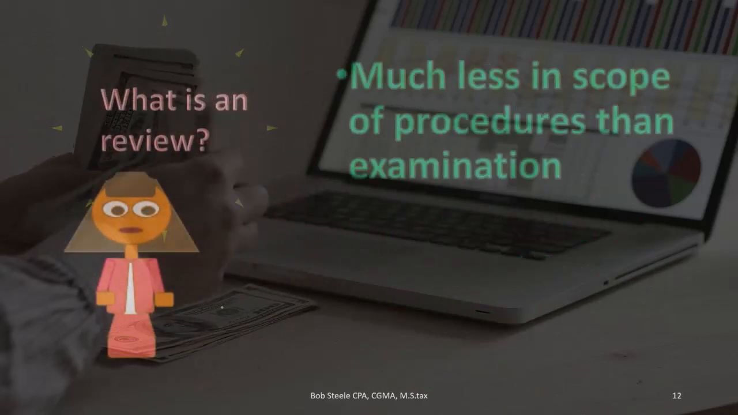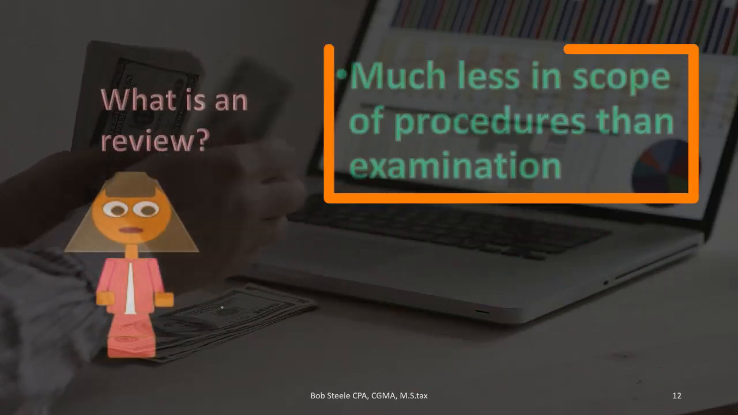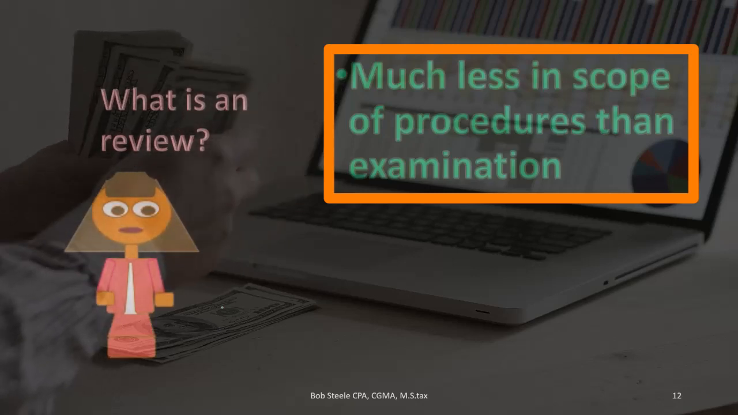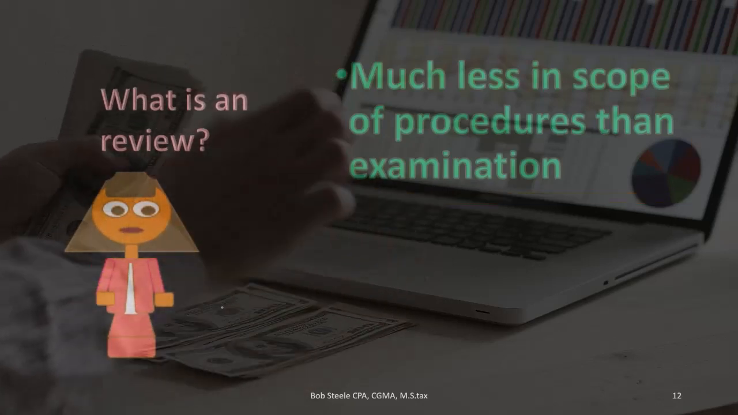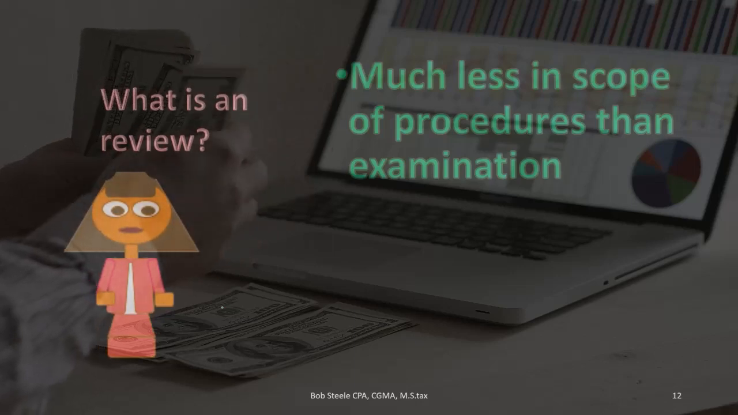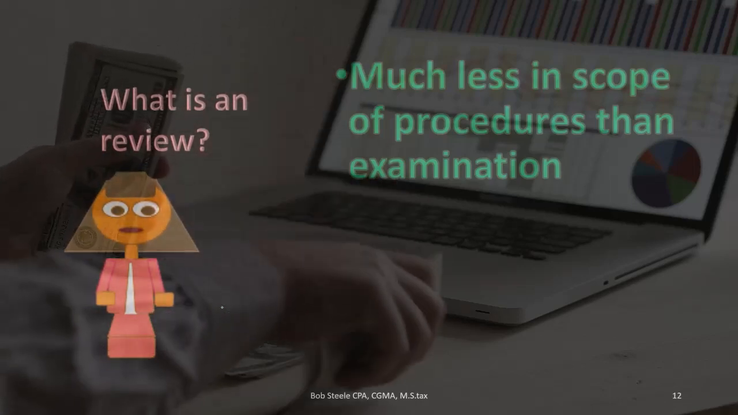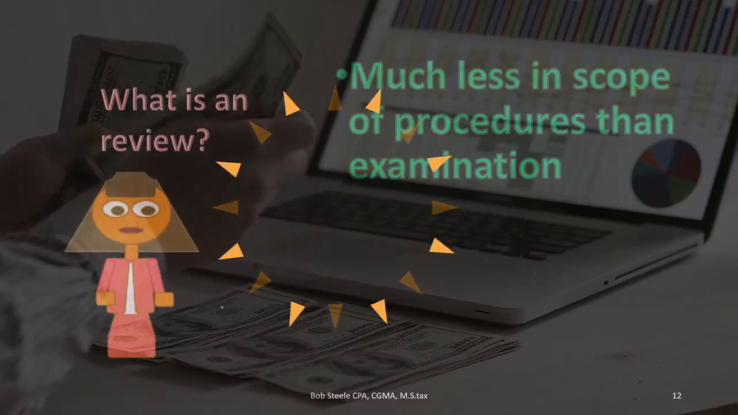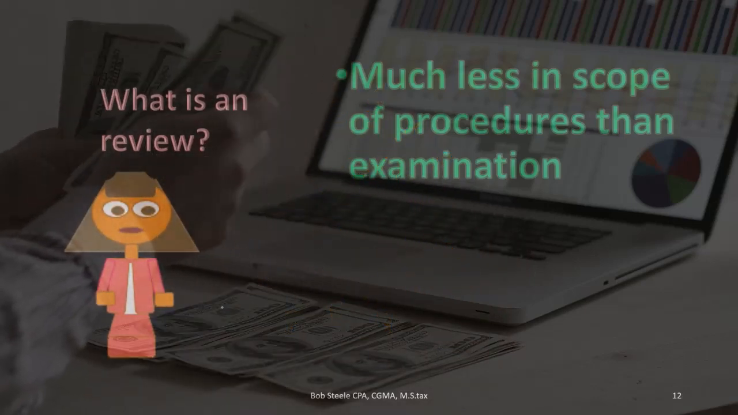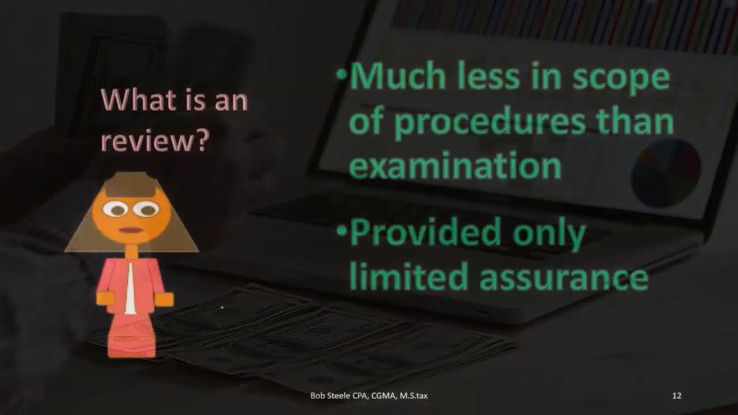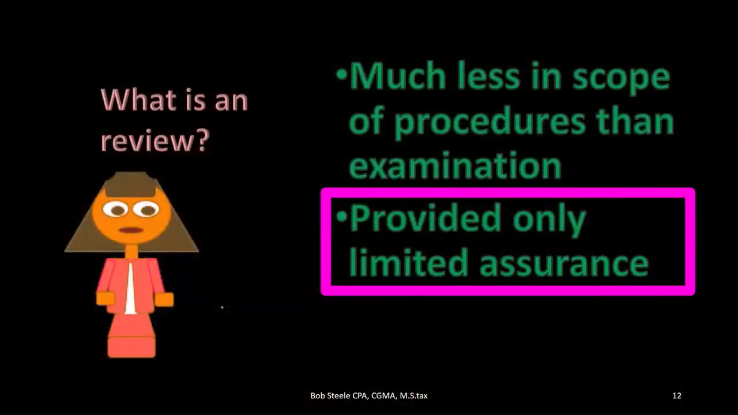So what's in a review then? It's much less in scope of procedure than an examination. An audit is going to be the highest level of examination that we can have. A review is going to be much less. We may not go out to the company's site as much. It's going to probably involve a lot more testing that's in-house, ratio analysis, things we can do in the office. And therefore, it provides only limited assurance.